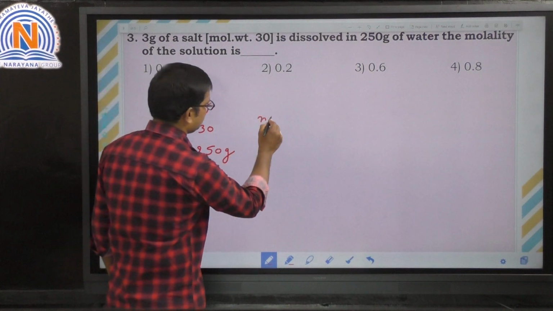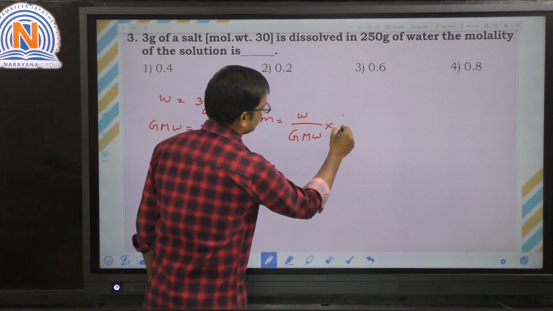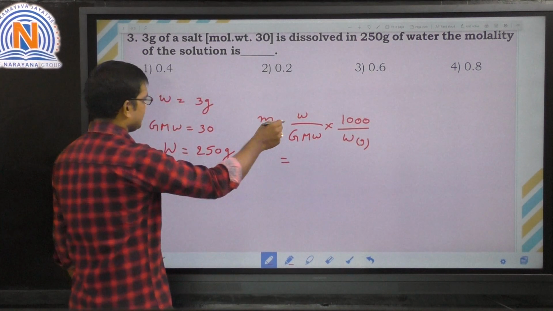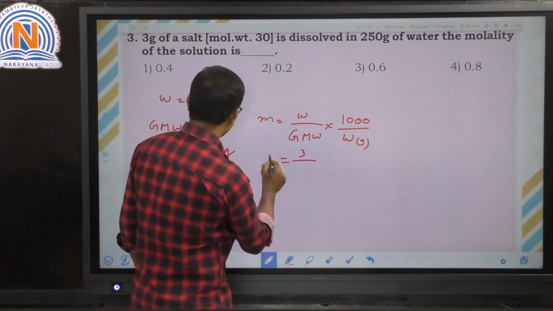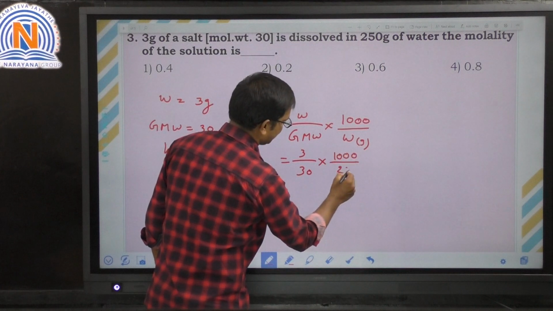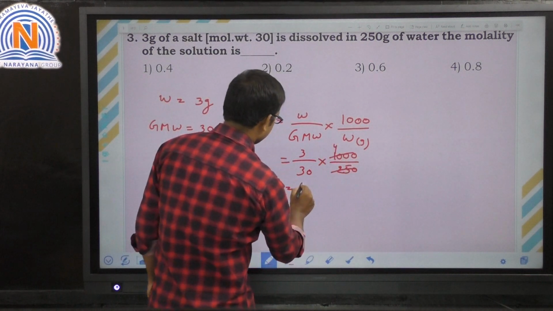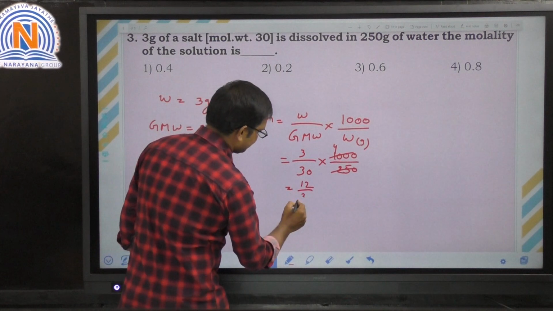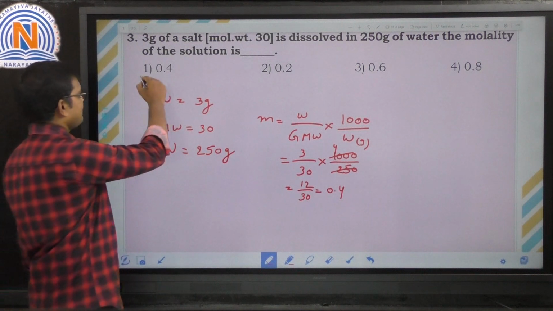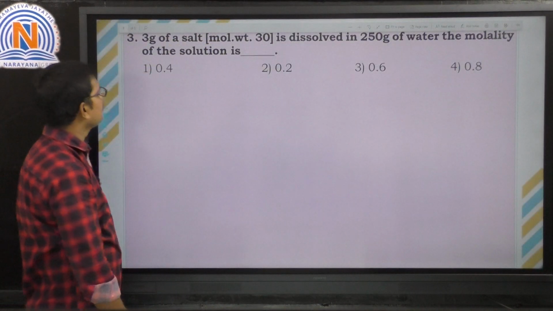So molality equal to weight by gram molecular weight into 1000 by W in grams. So M equal to 3 by 30 into 1000 by 250. Simplifying, 12 by 30, then you will get 0.4. Check which option? Option 1. Next, move to fourth question.